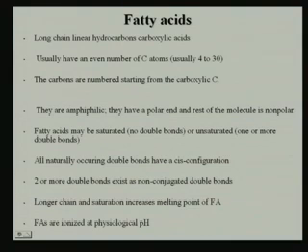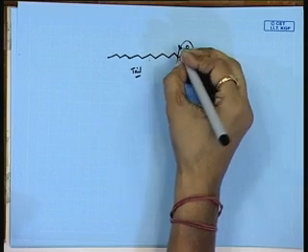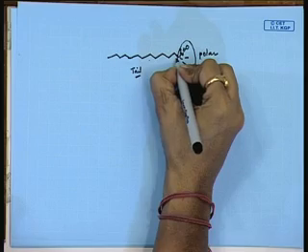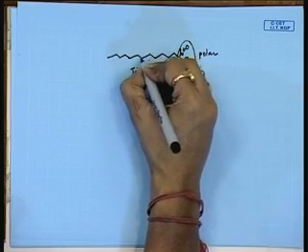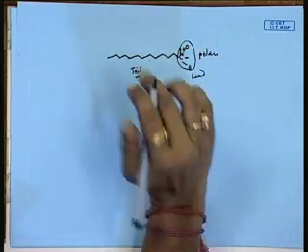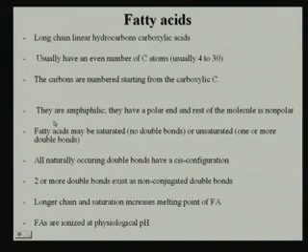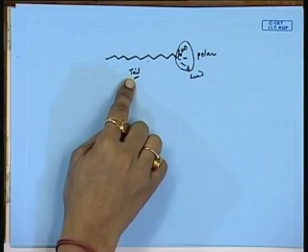The chain length can vary from 4 to 30. The carbons are numbered starting from the carboxylic end. That means this is carbon atom number 1, then 2, 3, 4, 5, 6, 7, 8, 9, and that way the numbering is done. Now, it is amphipathic in nature. That means it has one polar end and one non-polar end.